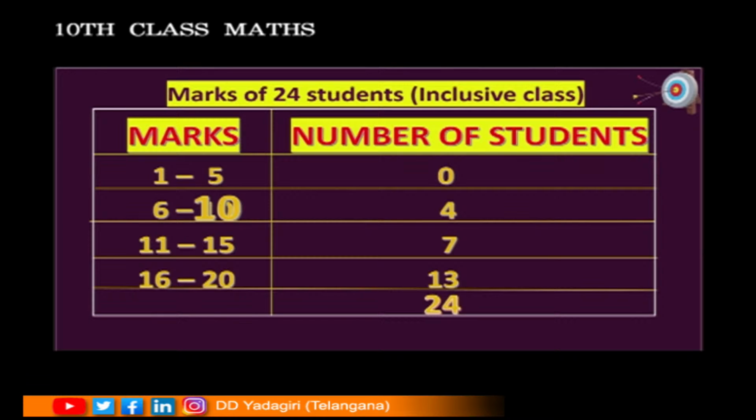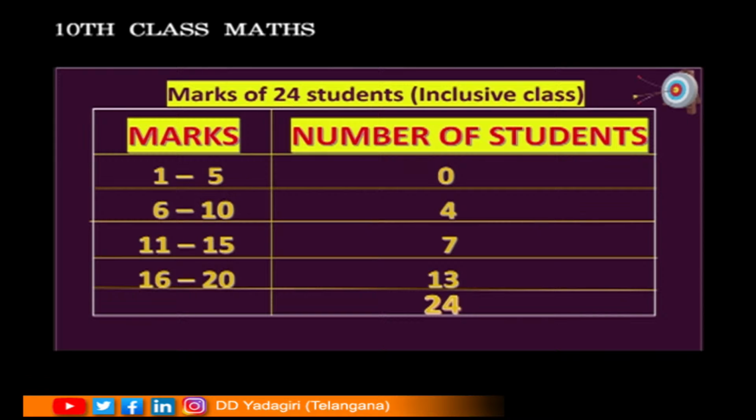Now when you add up all the numbers of students, you get the sum of the values as equal to 24. So the sum of the frequency values is 24. Now because there is no overlapping of the class intervals, we call this an inclusive class. So it is a frequency distribution table with inclusive class.